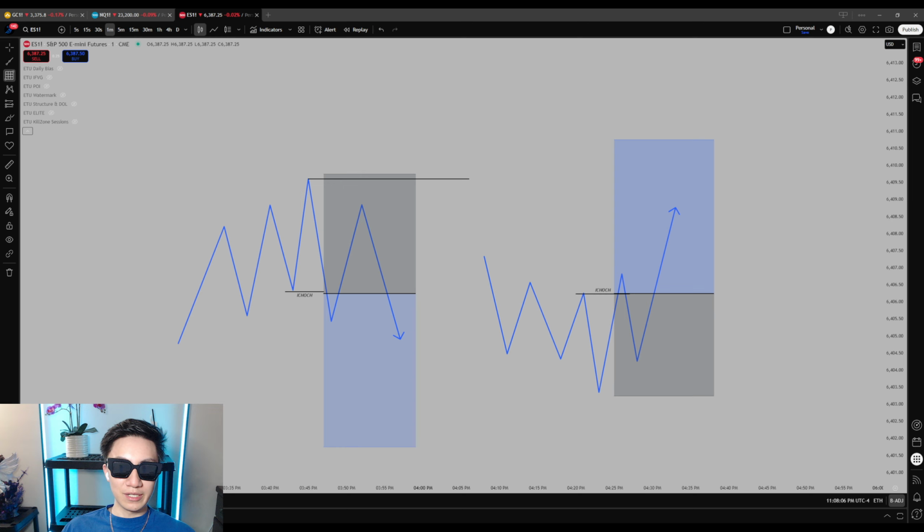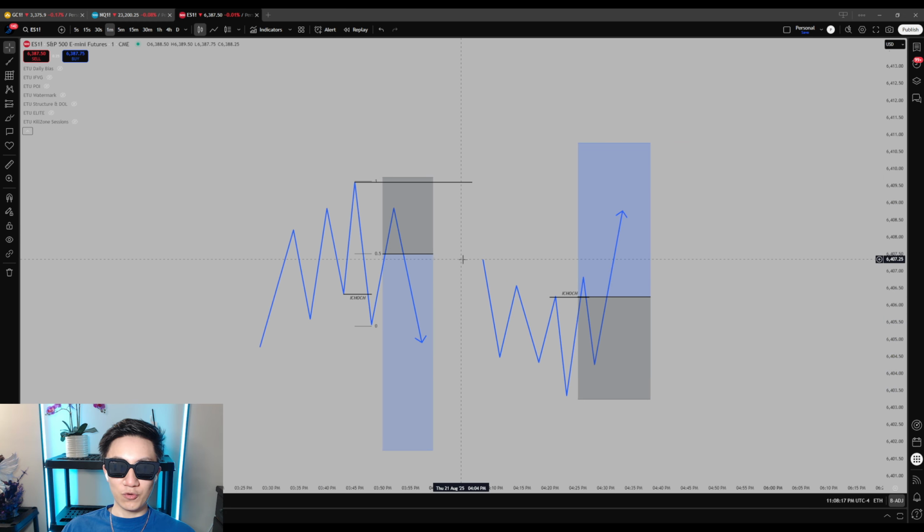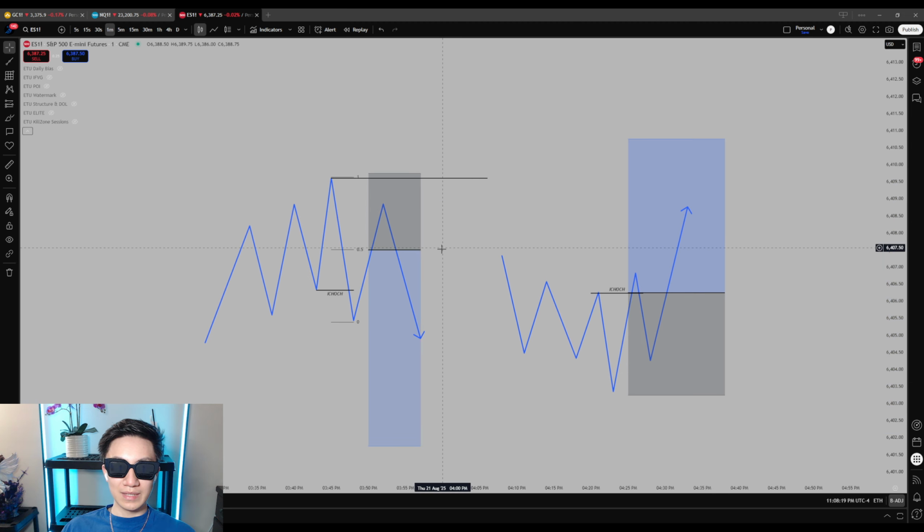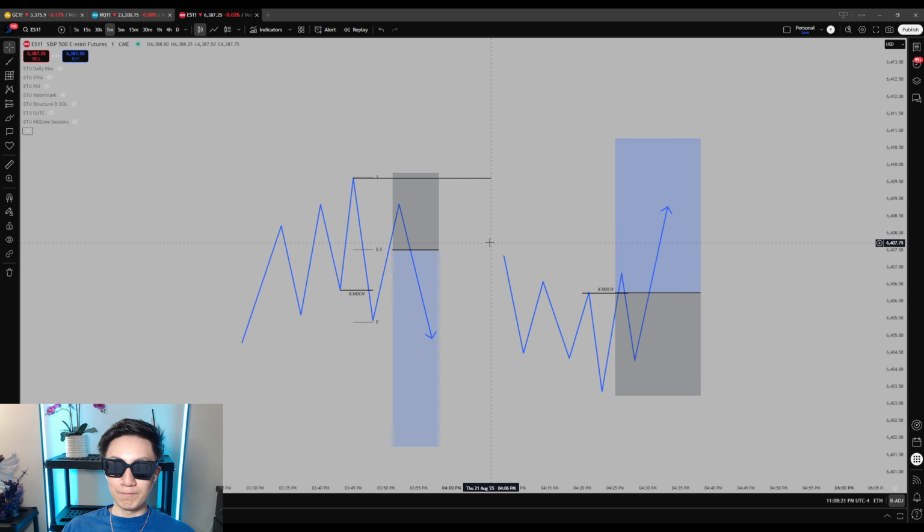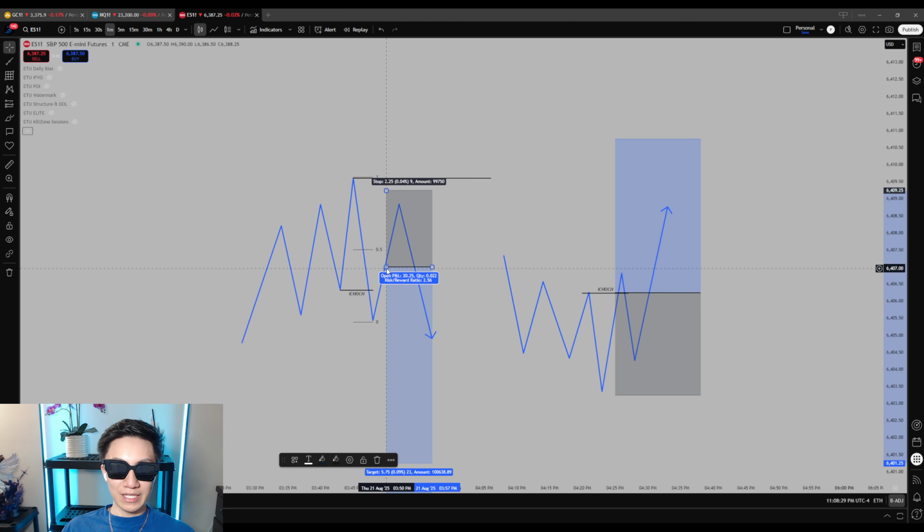Number two potential way of entering is draw a 50% tool of the leg that broke the internal change of character. Have your limit order set at 50% of that leg, because this is what I used to do back in the day before my new system I developed that I teach y'all. But this is the most beginner friendly method of entering trades, and it can work as long as you have the right context. Just wait for price to come out to 50% and you have your limit order.